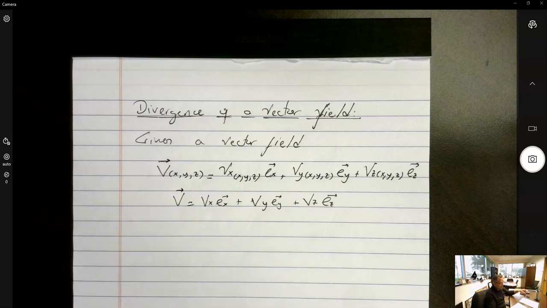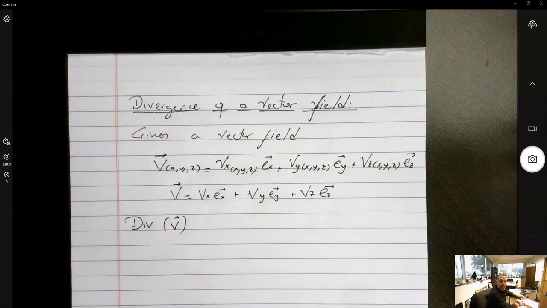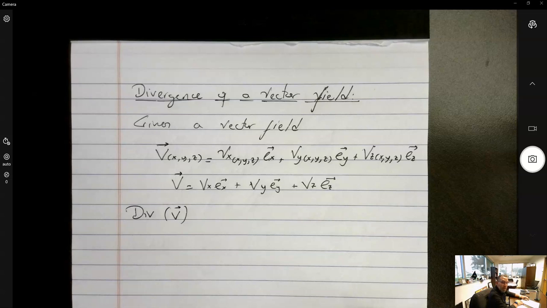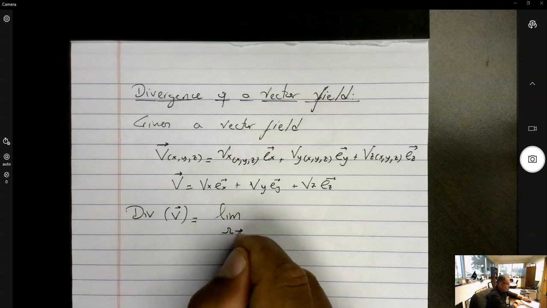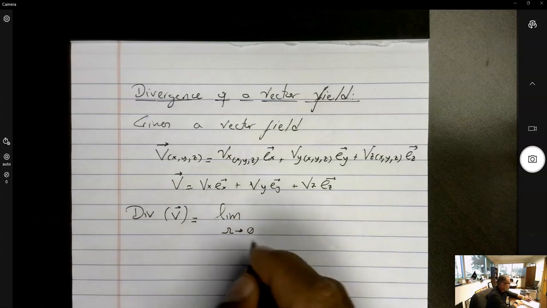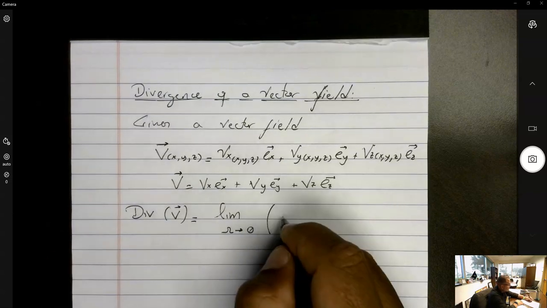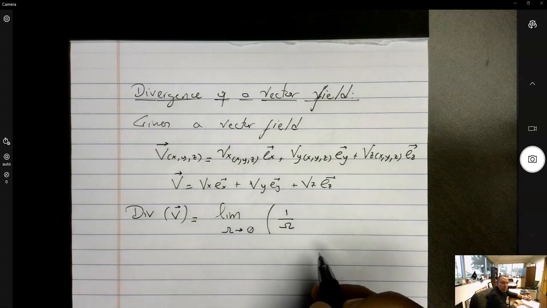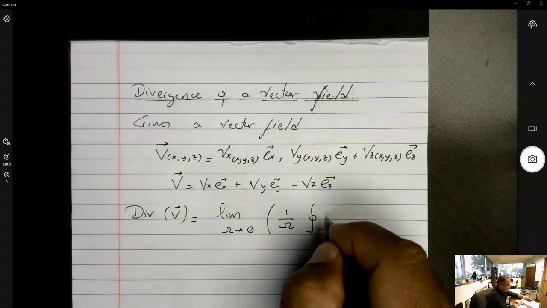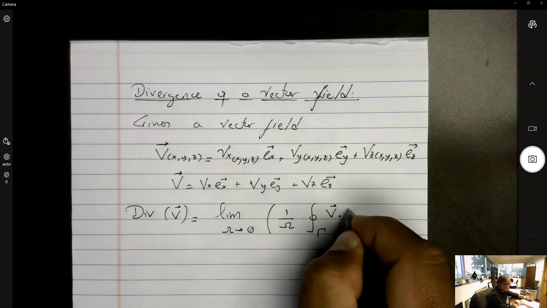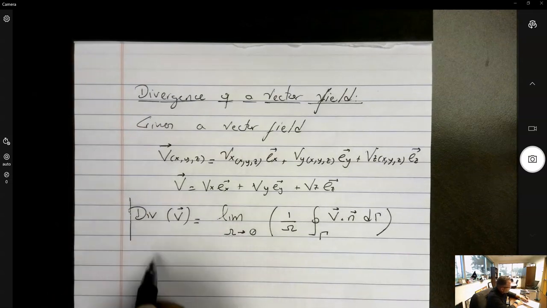All right, so we can calculate the divergency of V, and think of V again as a velocity field of a fluid flow, as the limit when omega goes to 0. And remember, we're using omega to define a region in space, normally 3D, but it can be 1D or 2D. As omega goes to 0 of 1 over omega, the integral around the surface of omega of V dot n, d gamma.